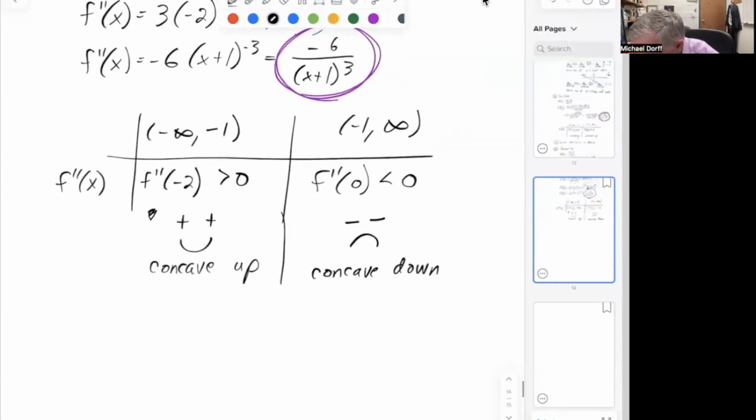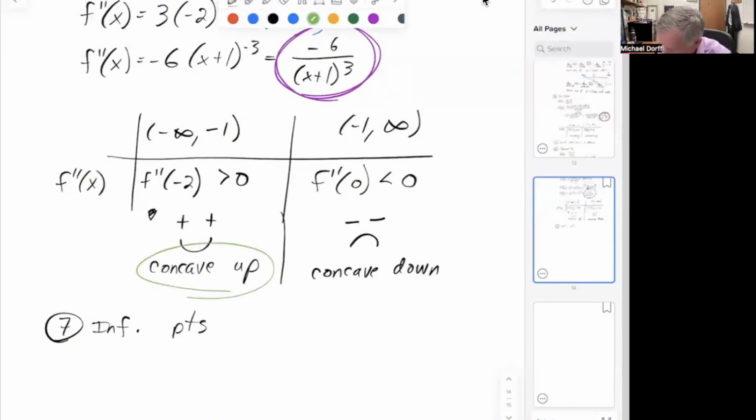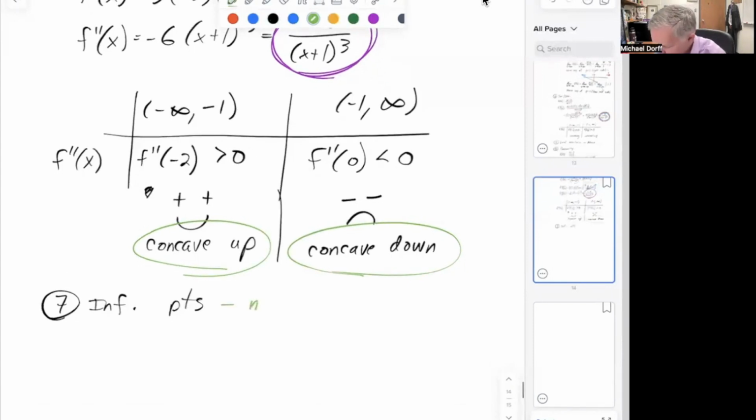Then let's see, what do we have next? Inflection points. Well, it does change from concave up to concave down, that we saw right here. But where does that happen? That happens at x equals negative 1. But x equals negative 1 is not in my domain. So there is no inflection point, because where it changes from concave up to concave down is not in my domain. So there are no inflection points.